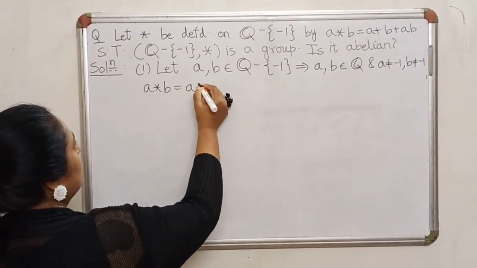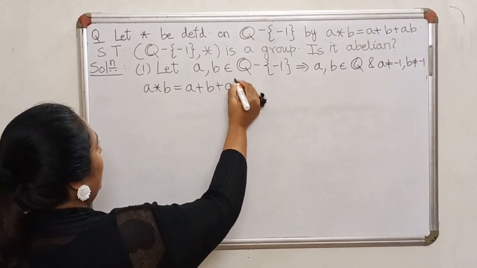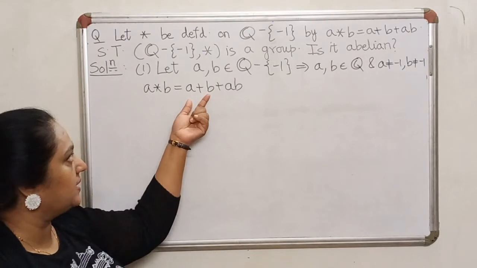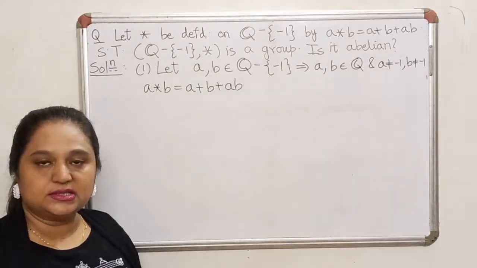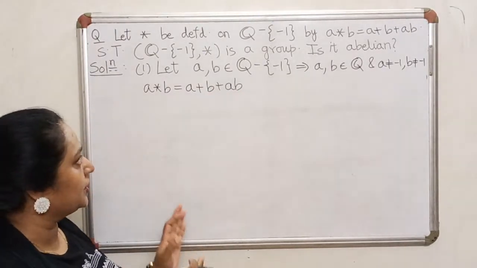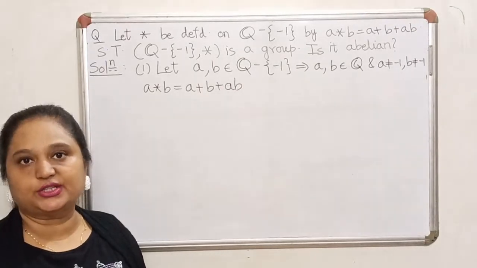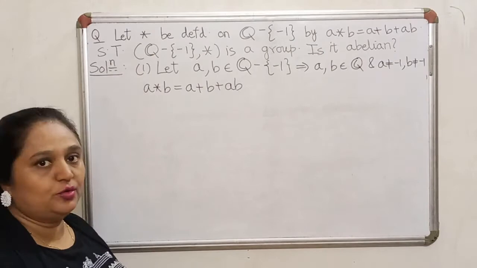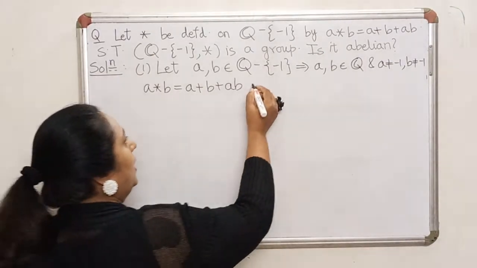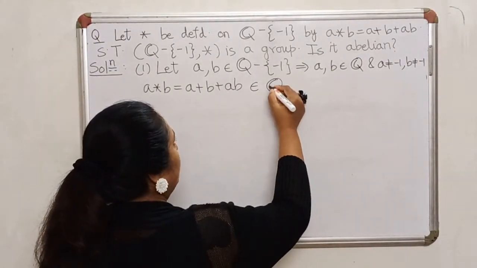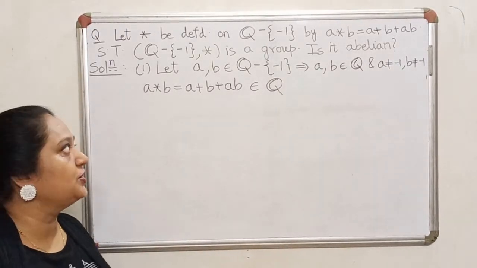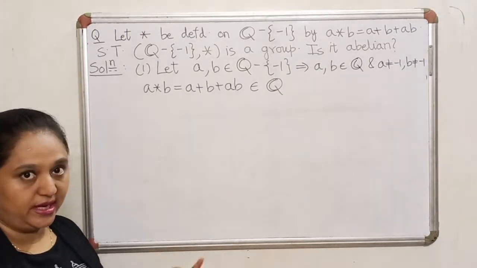a star b is a plus b plus a into b. Since both a and b are rational numbers, their sum is a rational number, their product is a rational number. So this combination ultimately gives me a rational number. So it's fairly clear because addition of two rational numbers is a rational number, product of two rational numbers is a rational number. This element a star b is definitely a rational number. But that's not my set.